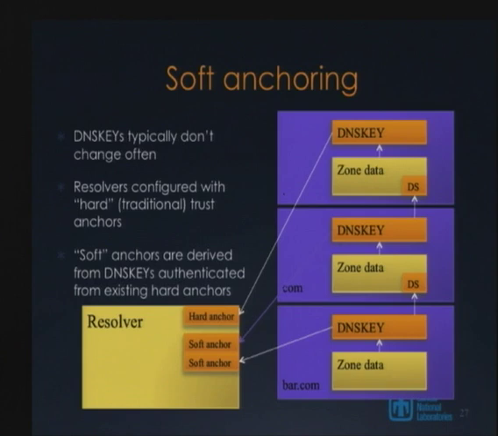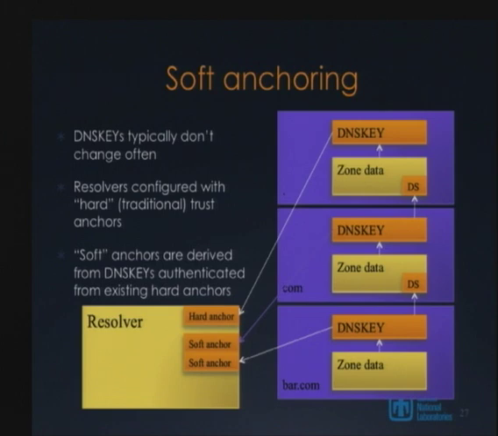So in our example here on the slide, we have bar.com as the zone that we're looking at. When we first resolve a name in bar.com, we need to authenticate down the chain of trust to get the DNS key for bar.com, and then once we know that key is authentic, what we're going to do is store that aside in the resolver as what we call a soft anchor.